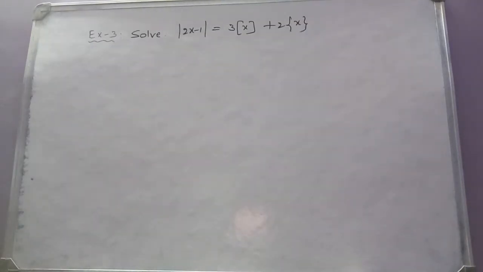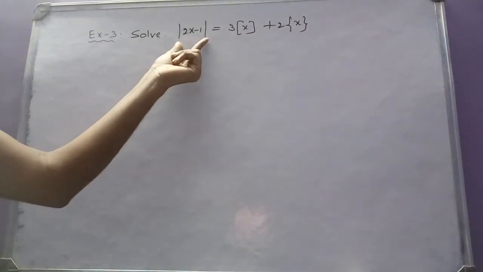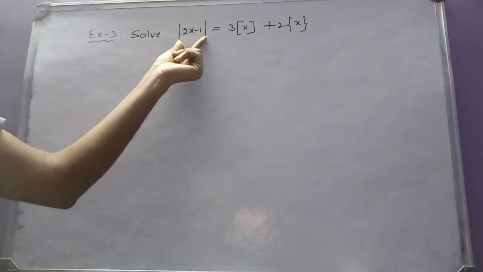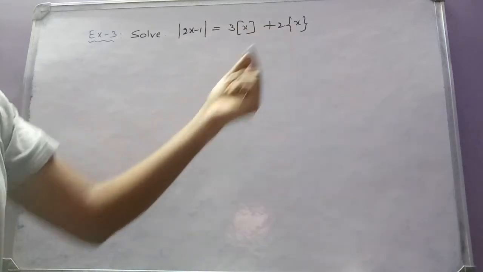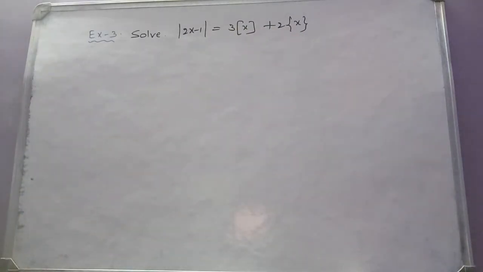Here is our third example which also contains absolute value of x. So absolute value function and then step x and then fractional part of x. As we have discussed, in order to eliminate absolute value function, we have to consider two cases.